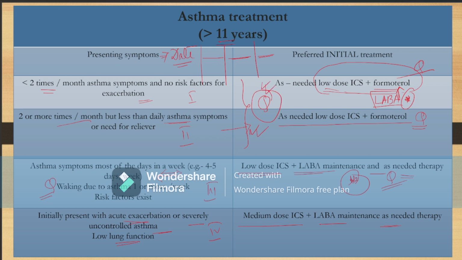And if the patient has daily symptoms or night awakening more than 1 time in a week, then we give low dose inhaled corticosteroid and LABA as a maintenance as well as as need therapy. Or if the patient presents with acute exacerbation, we give medium dose inhaled corticosteroid and LABA as as need therapy as well as maintenance therapy.